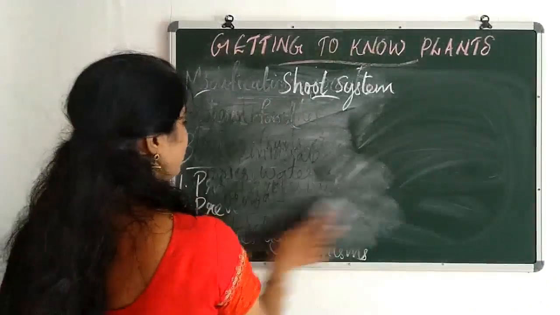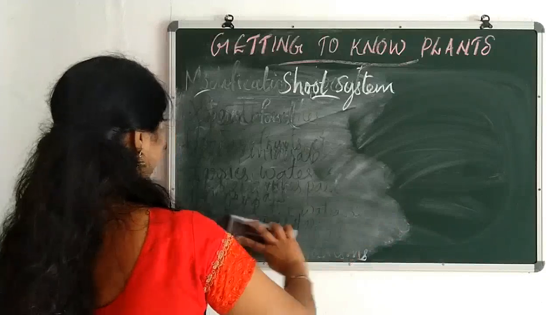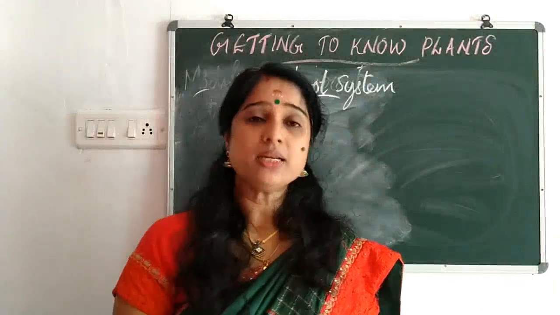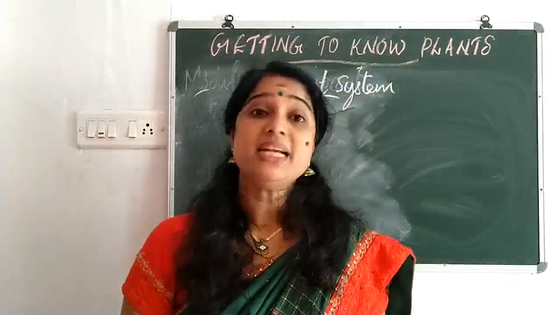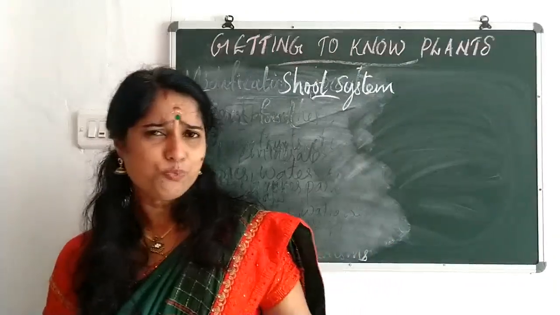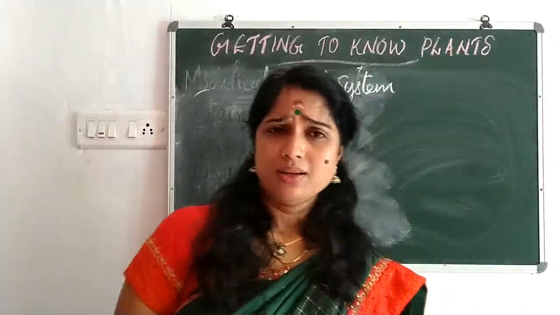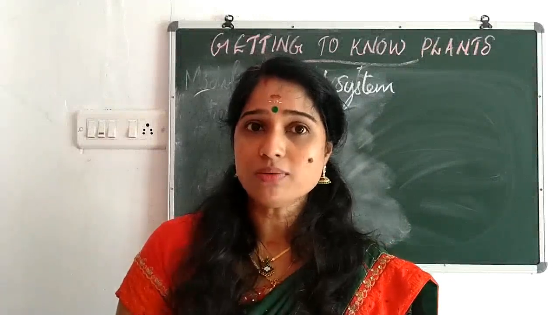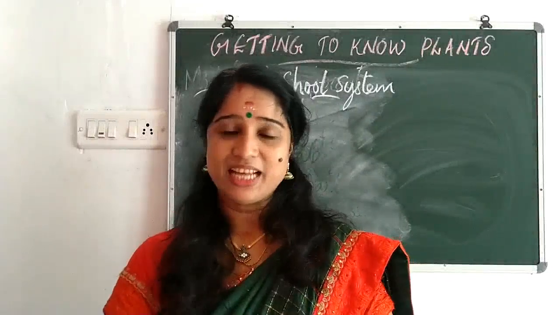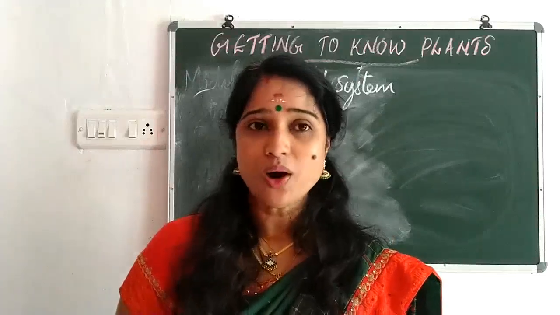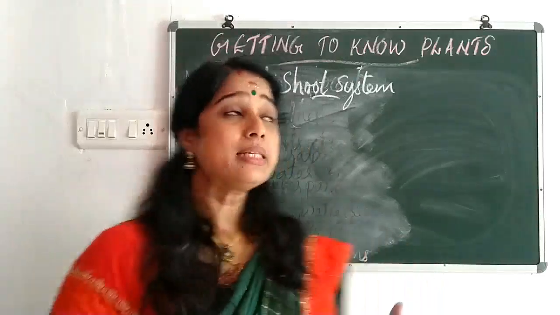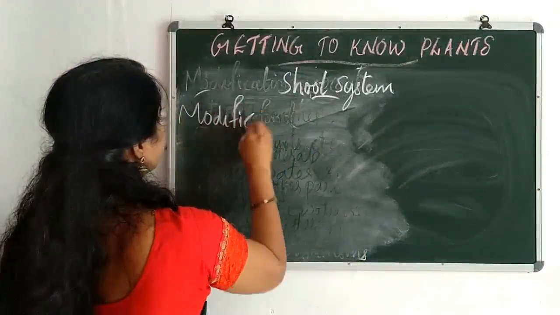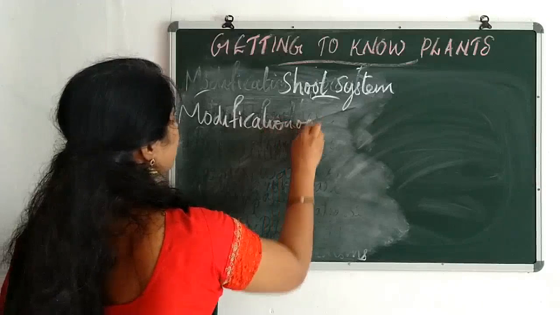Now we can move on to the other functions of the stem. You had already seen the main three functions of the stem and you know it. Then the stem also performs additional functions. So for performing additional functions, what should happen in the stem? The stem should undergo modification, isn't it? Like the root, the stem also should undergo what? Modification. So that is the stem modification, or modification of the stem.